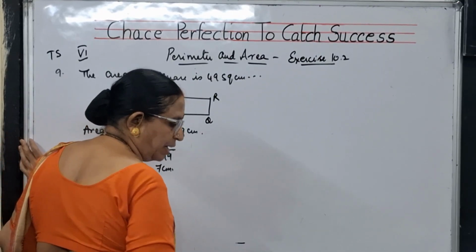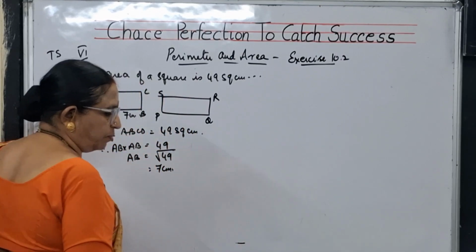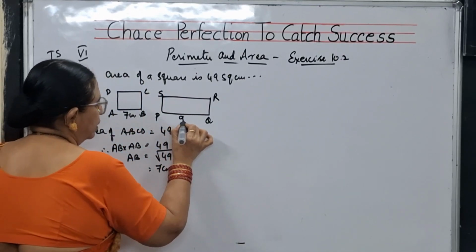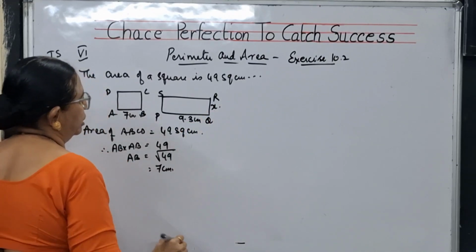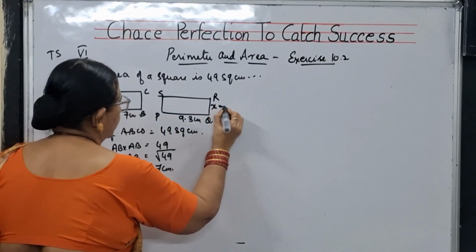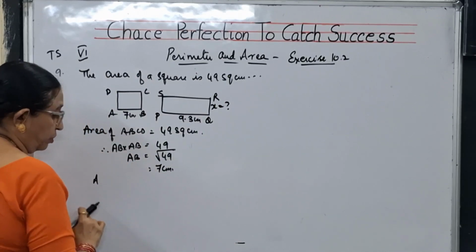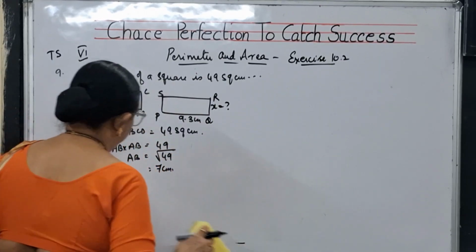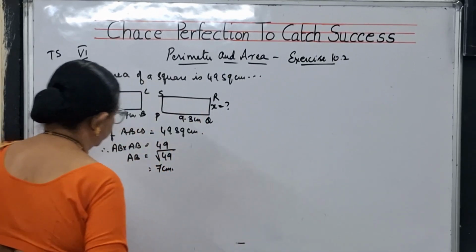Now the rectangle has the same perimeter. If the length of the rectangle is 9.3 centimeters, the question is, what is the breadth? This is how much they are asking. Area, first we need to find out. See, what did they say? Both of them have the same perimeter.